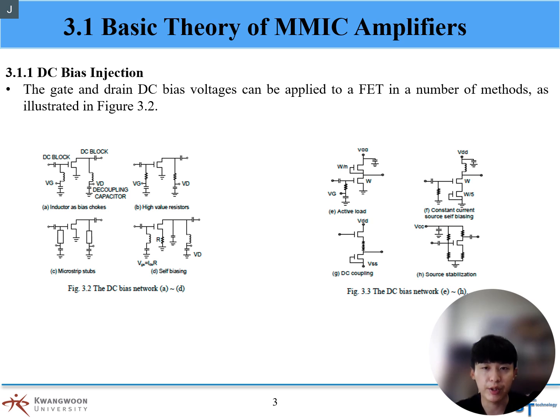In Method C, short circuit microstrip stubs are used. The short circuit end is grounded with a decoupling capacitor so that the DC bias can be applied.